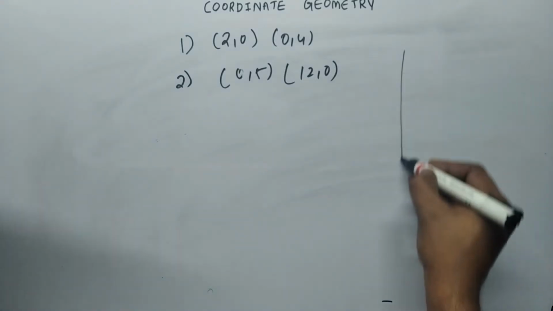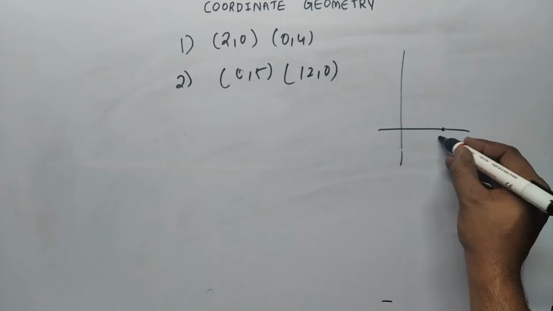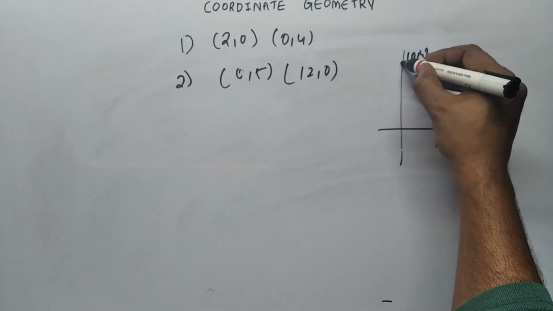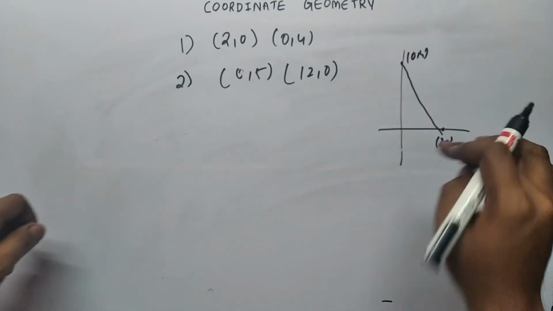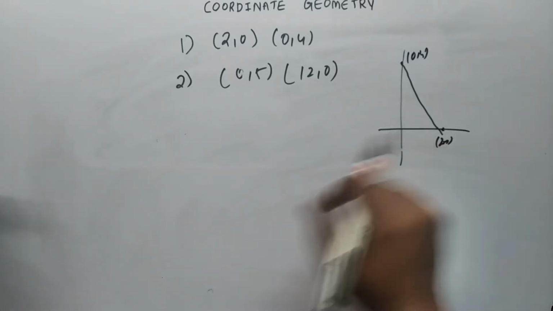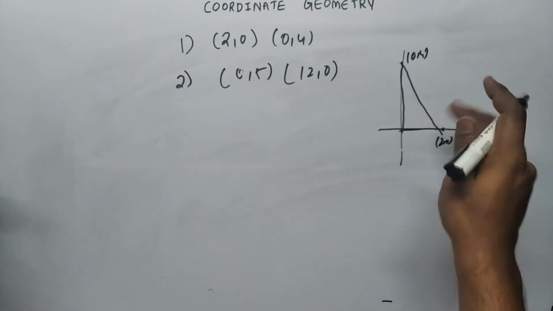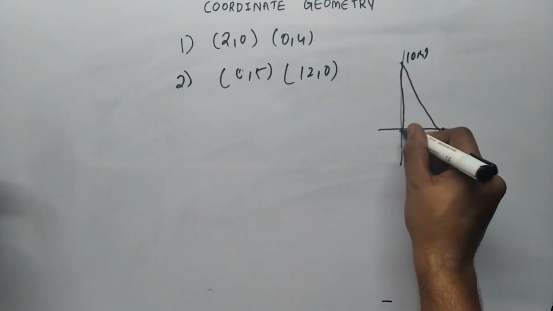So if I draw this same thing on the board, here we will have 2 comma 0 and this will be 0 comma 4. We need to find the distance between these 2 points. This can be done with the help of the Pythagoras theorem. If you know the distance between this point and this point, then you can find the hypotenuse. So this looks like a right angle triangle if you consider this as the origin.